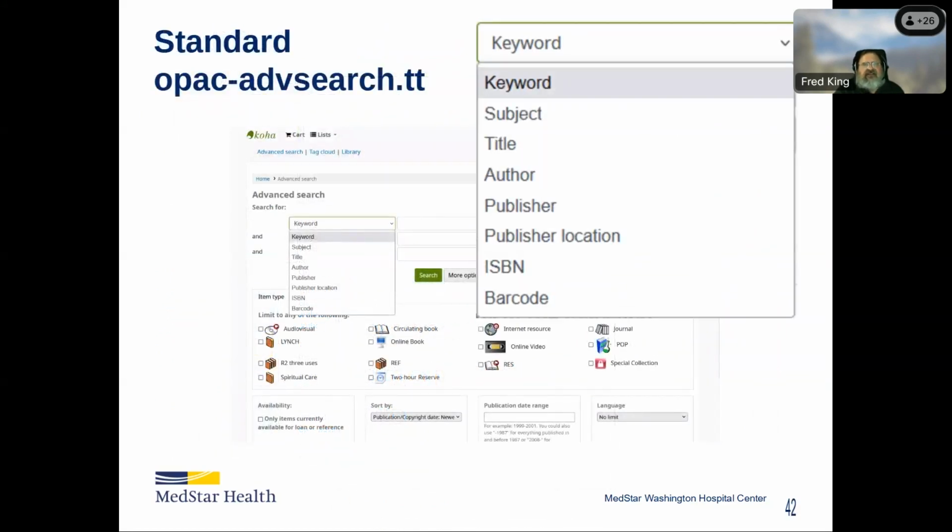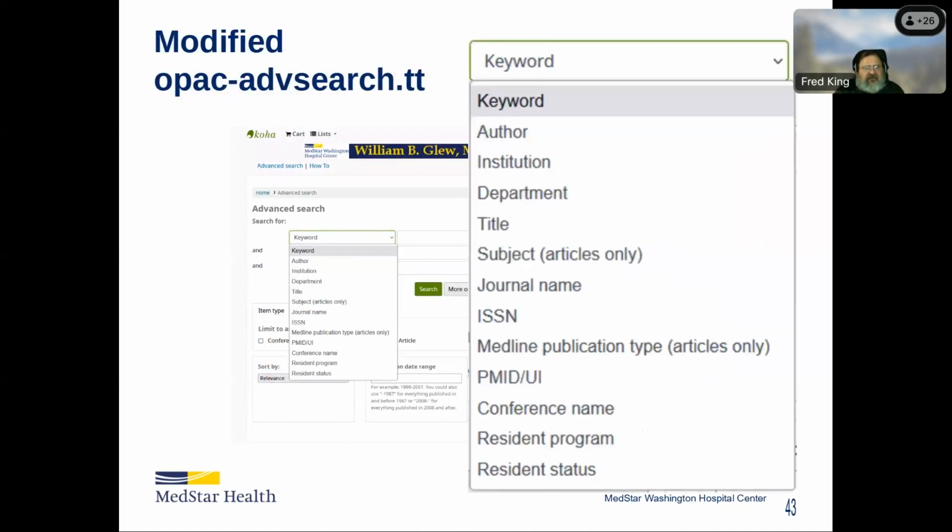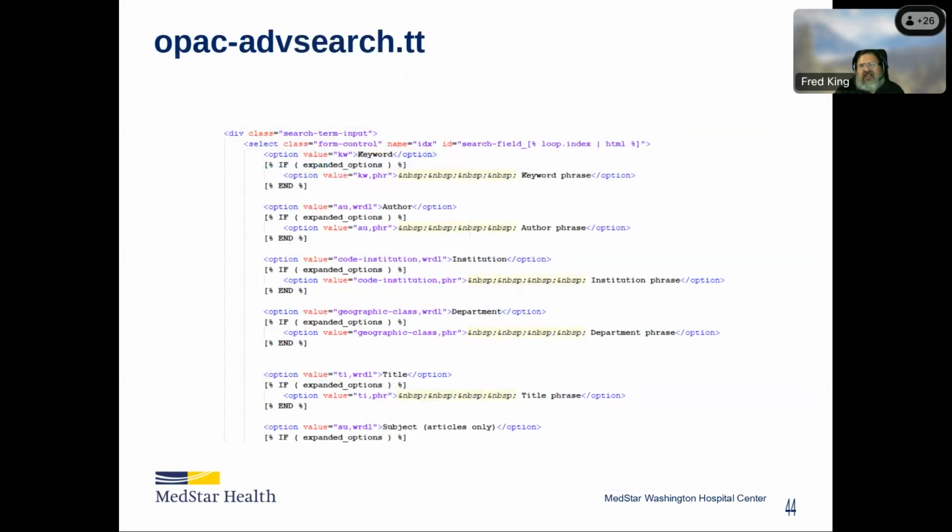And this is the standard advanced search. And I added a few other things. Subject heading, articles only, name of the journal, Medline publication type, etc.